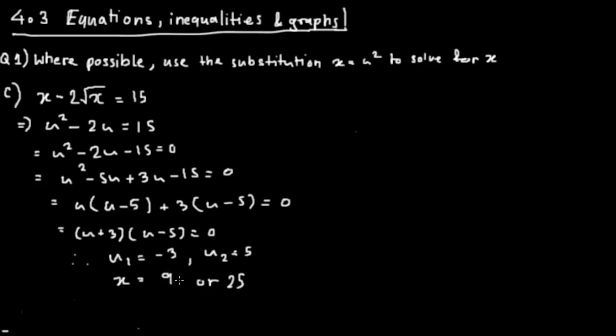And okay, now let's put in 25. 25 here minus 2 into root of 25, which is 10. So 25 minus 10, which equals 15. So this is the right answer. For all of these questions, or for anything in algebra, you should always plug it back in to check if it's right. So the next one.